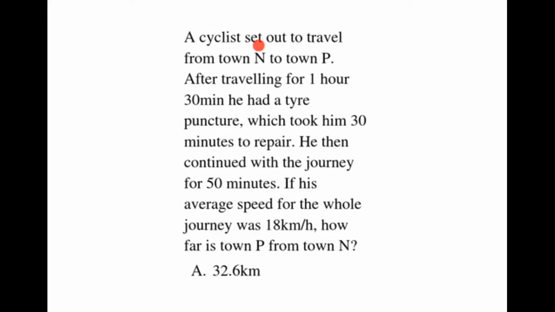A cyclist set out to travel from town N to town P. After traveling for 1 hour 30 minutes, he had a tire puncture which took him 30 minutes to repair. He then continued with the journey for 50 minutes. If his average speed for the whole journey was 18 kilometers per hour, how far is town P from town N? So first, let us analyze the question.